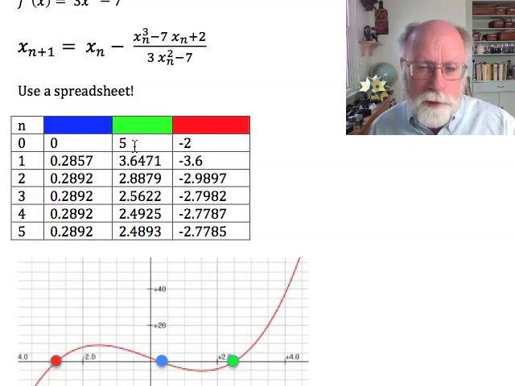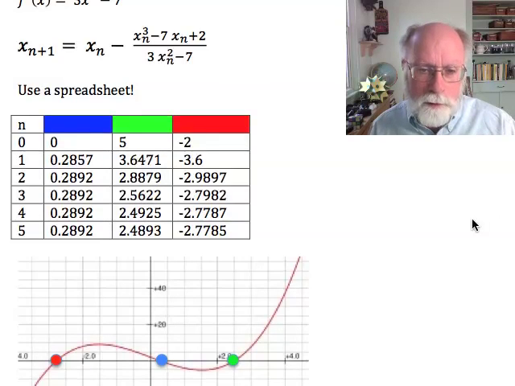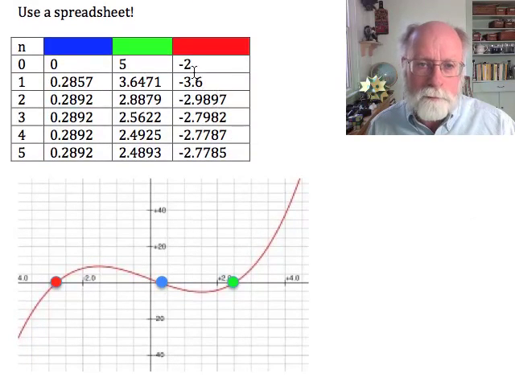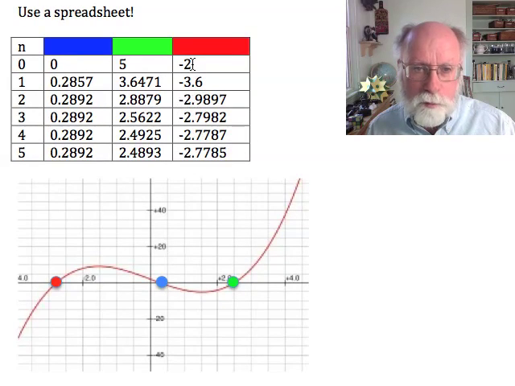If we start at 5, the first iteration is 3.6471, and then we get 2.88, and we get these other values. And if we start at minus 2, we go to minus 3.6 and then minus 2.9. So we went from minus 2 to minus 3.6, and then we came back again towards the root at minus 2.7785.